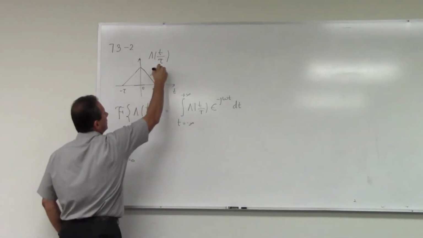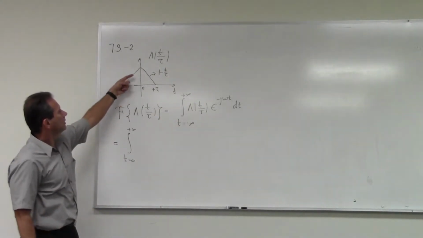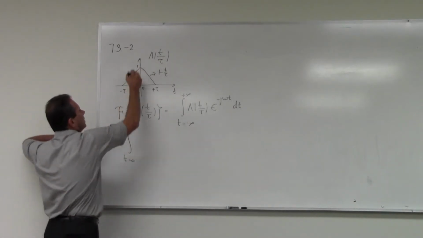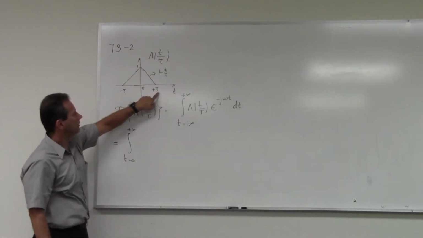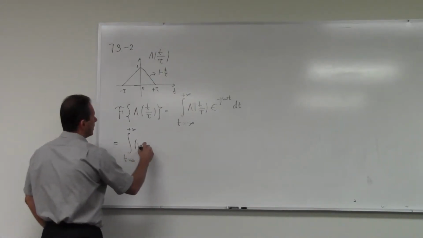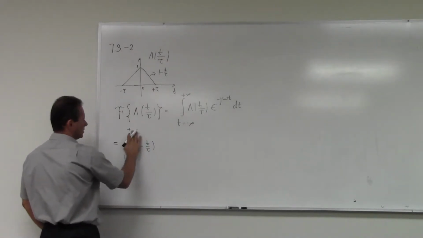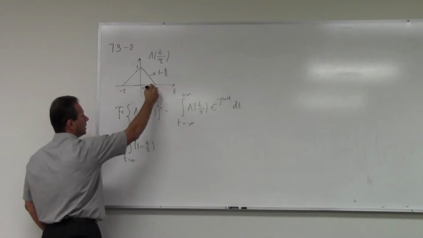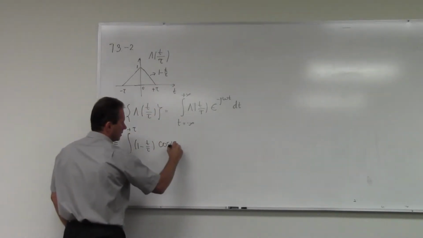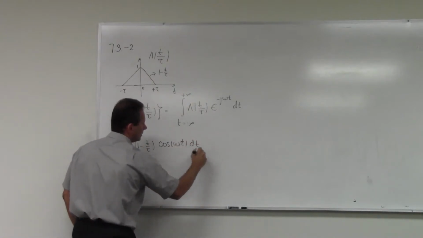This line here is 1 minus t over tau. You can see that it's a linear function here. When t is equal to 0, its value is 1. And when t is equal to tau, its value is equal to 0. So I have here 1 minus t over tau. And then this changes. It's not to plus infinity. It's only up to tau, because after tau the function is equal to 0. And then I have cosine omega t dt.